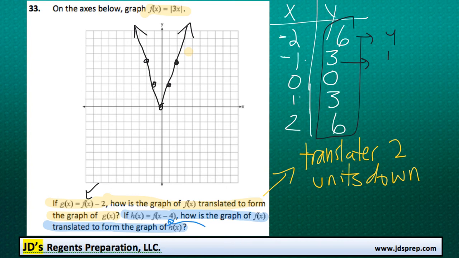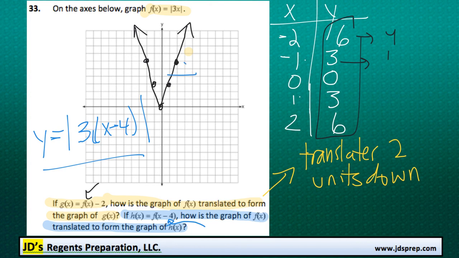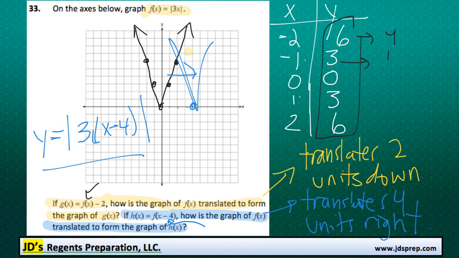And if you were curious, you could plug into your graphing calculator y equals the absolute value of 3 times, and instead of x, it would be x minus 4, and be careful to keep that in brackets like so. And then you'll notice if you do that, that this entire thing does in fact shift 4 units to the left, just like that. So for this one, it translates 4 units. Oh, sorry, did I say left? I meant right. 4 units to the right.